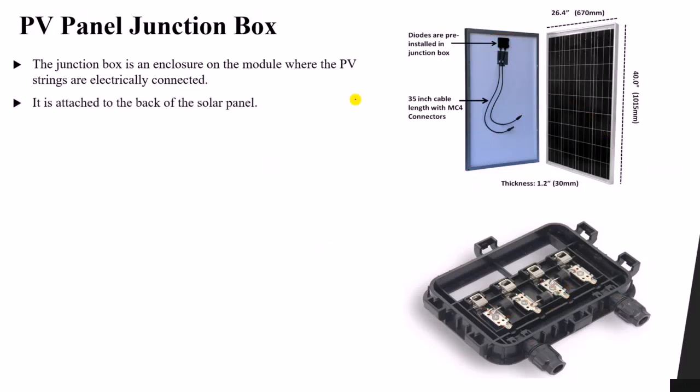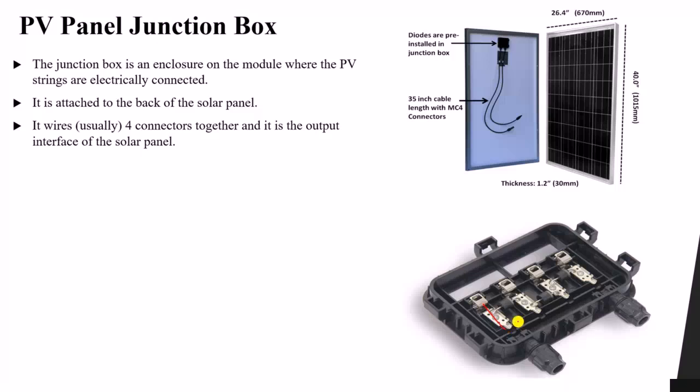It's found on the back of the solar panel. It usually wires 4 connectors together, and it is the output interface of the solar panels. So as you can see here, what does this mean? You can see 4 connectors: 1, 2, 3, and 4. So this junction box connects between 4 bus bars.